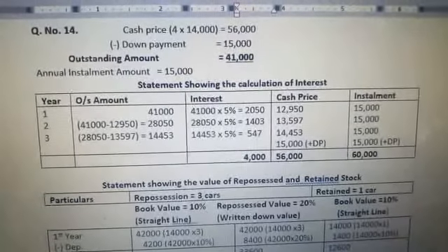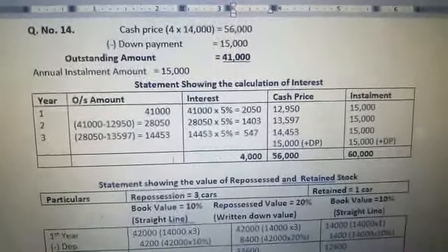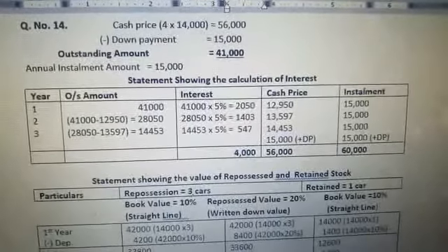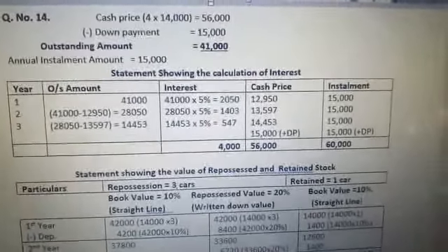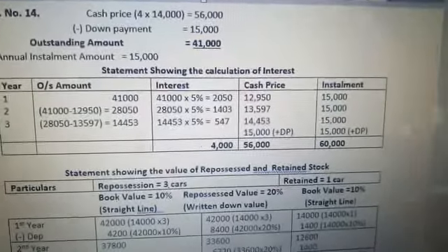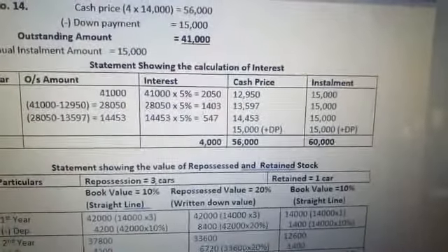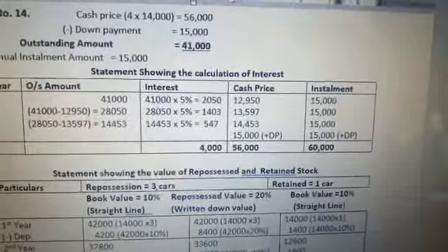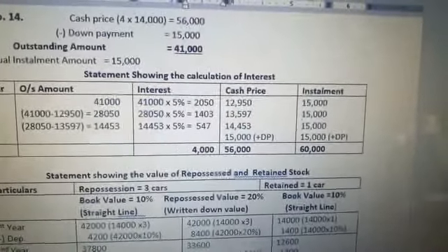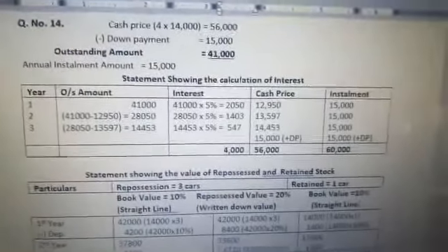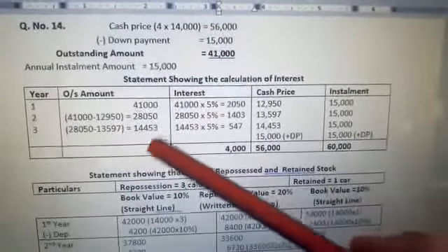Here is the statement showing the calculation of interest. First year outstanding amount 41,000, second year 28,050, third year 14,453. Rate of interest is 5% and we calculated the interest. And we know the installment amount. Installment amount remains uniform for all the years.